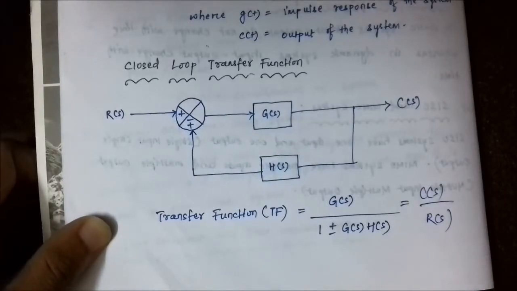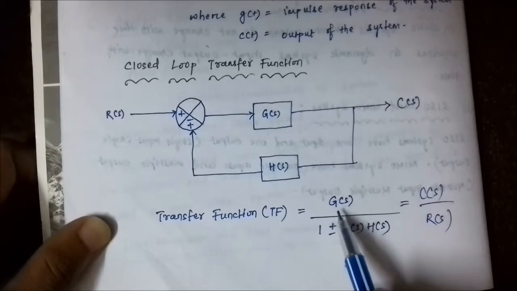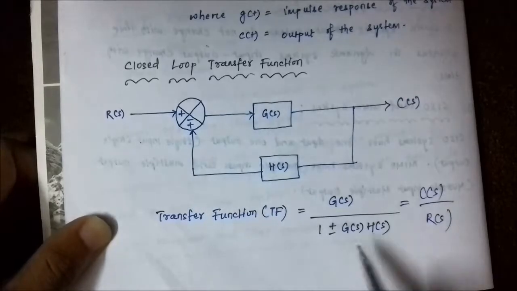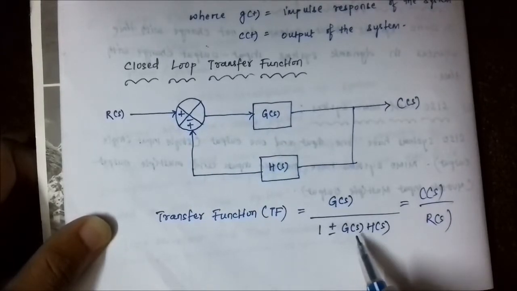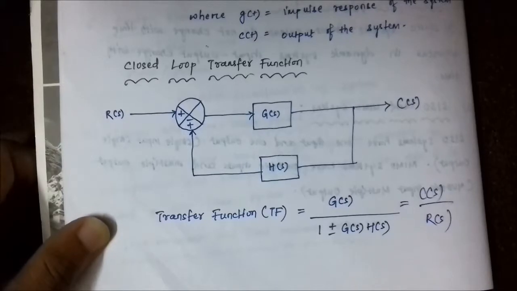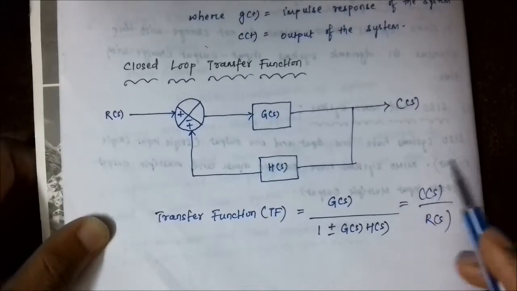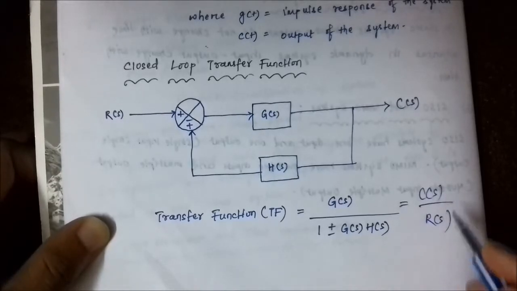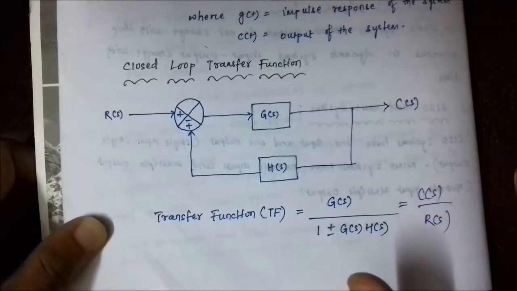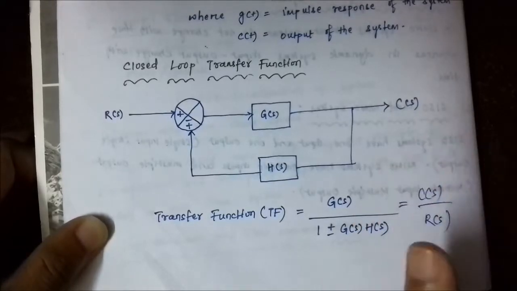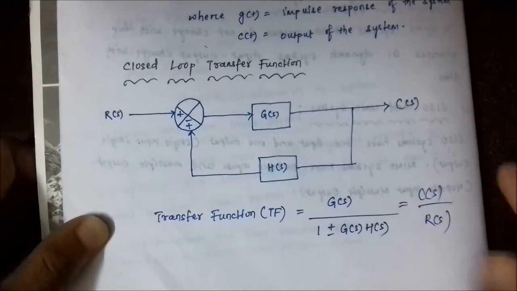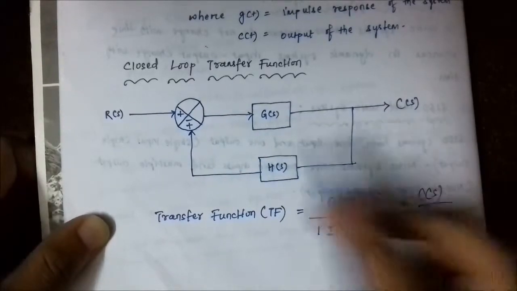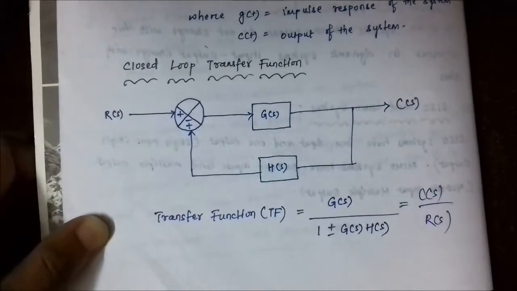Just the opposite. So this is the formula: the gain of the forward path by 1 plus or minus, depending upon the sign here, the product of the gain of the forward path and the gain of the feedback path. And another important thing again, while you are calculating the transfer function, that is the ratio between the output and the input, make sure that all the initial conditions are set to 0, which means that at the beginning, at the start, at time t equals 0, all the values associated with the control system must be 0. There should not be any residual value.